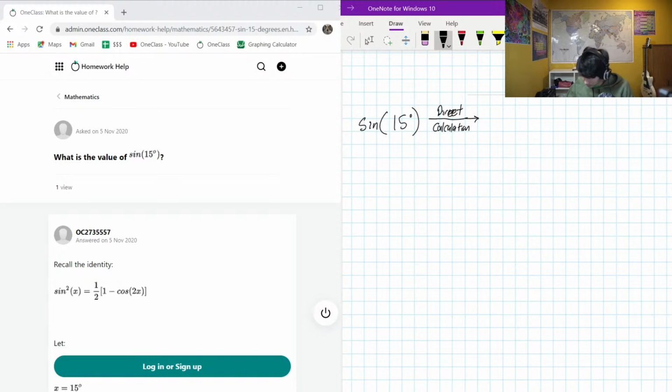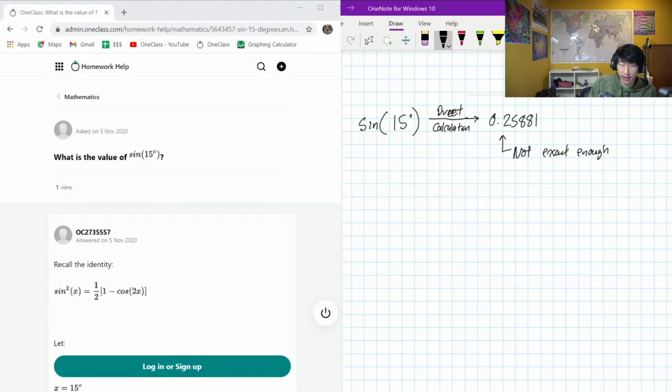So the direct calculation, well, let me ask my calculator ASAP fast, is going to be 0.25881. And this is a decent answer, but this is not an exact answer. Not exact enough.